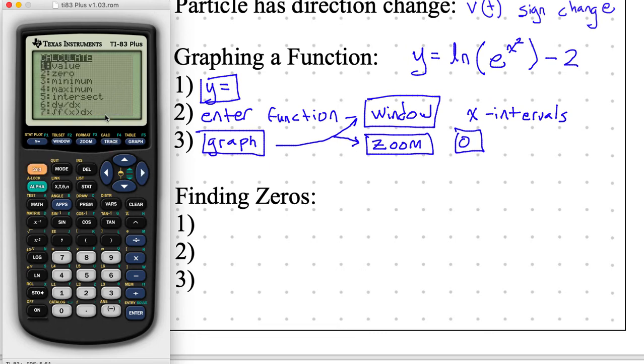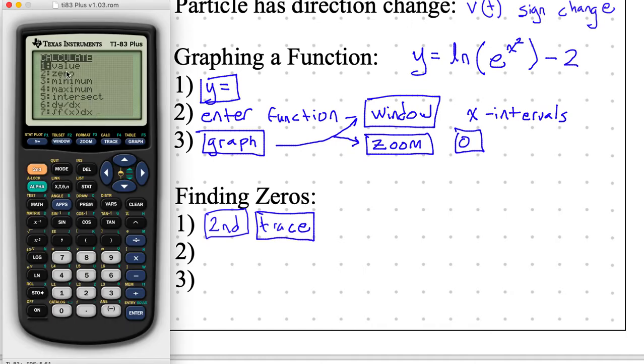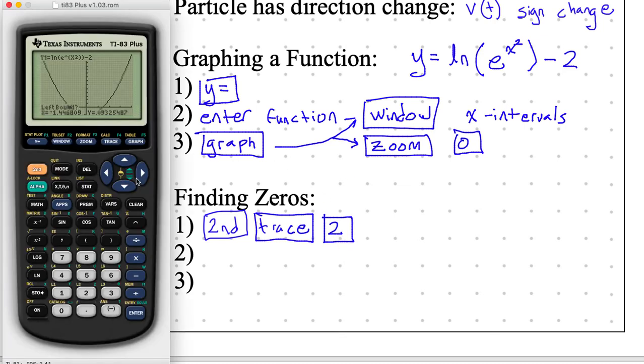Second trace. So in your notes, hit the second button and then hit the trace button. So we're really trying to hit calculate, right? So we're calculating. What are we calculating? We're trying to find a 0 right now, and eventually we're going to be doing these other ones as well. So second trace, and then we're doing 0, so I'm going to hit 2. Second trace 2. Okay, it's saying, find what is your left boundary. So the slow way of doing it, and you can do it either way, is hitting left, and then get to the left of the 0, and then hit enter.